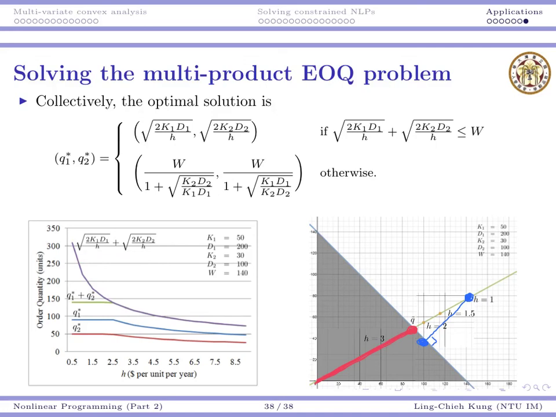The key is the Lagrangian, the first order condition for the Lagrangian, and then we may do simple algebra to find the optimal solution. So that's the end of this lecture video. In the class, let's do more discussions.